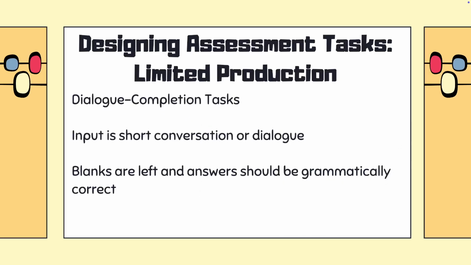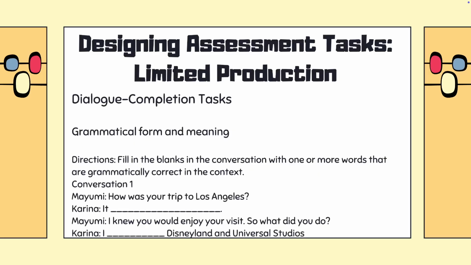All right, now limited production, we can also do dialogue completion tasks. So here, the input will be a short conversation or dialogue. Blanks are left and answers should be grammatically correct. Okay, so for example, here is one with form and meaning. The directions are to fill in the blanks in the conversation with one or more words that are grammatically correct in the context. So with context there, it means the meaning is also important.